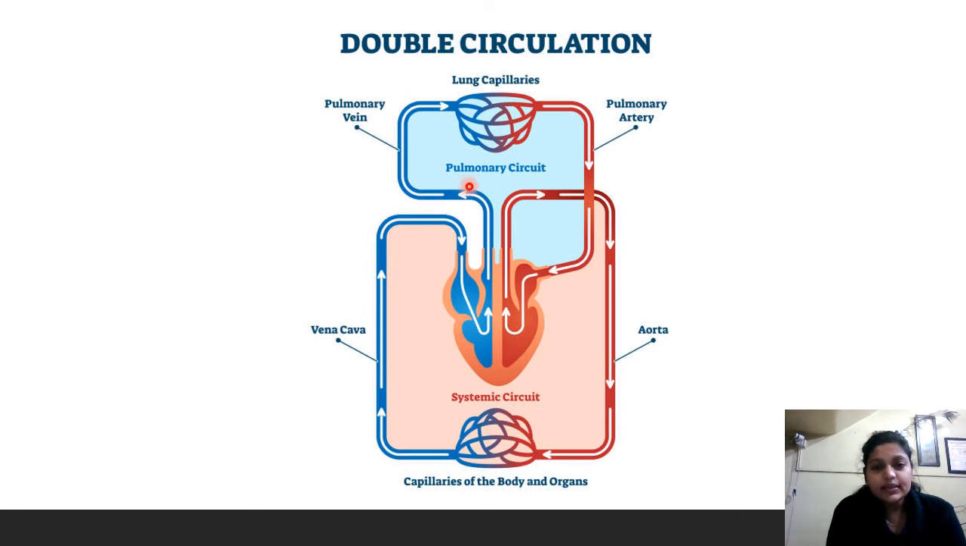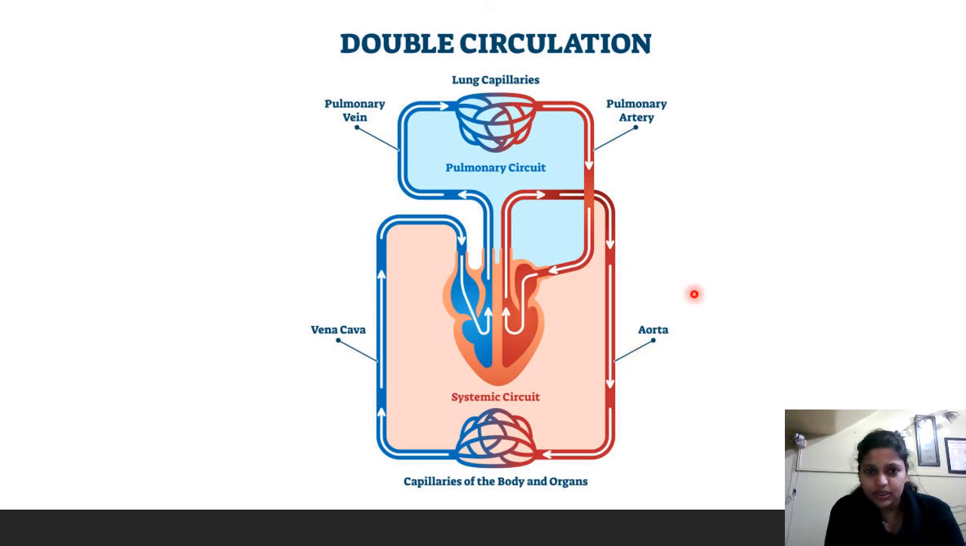The human heart is said to perform double circulation. Double circulation means the circulation of two different types of blood, one deoxygenated and one oxygenated, by the heart at the same time, or we can say simultaneously. The right portion of the heart circulates the deoxygenated blood. On the other hand, the left portion of the heart circulates the oxygenated blood, which are represented by blue and red coloration respectively.